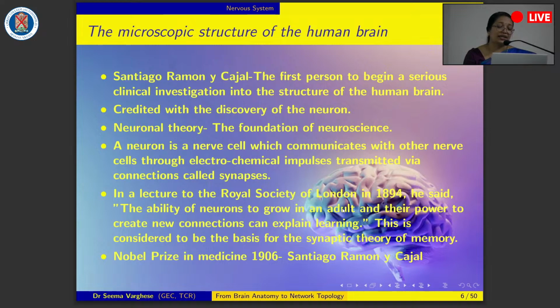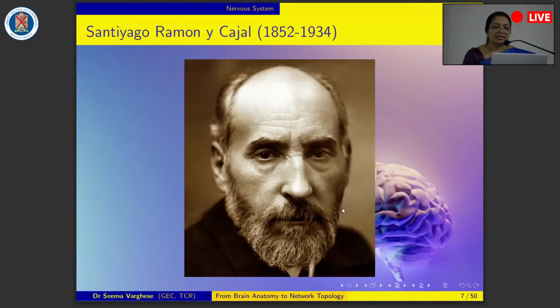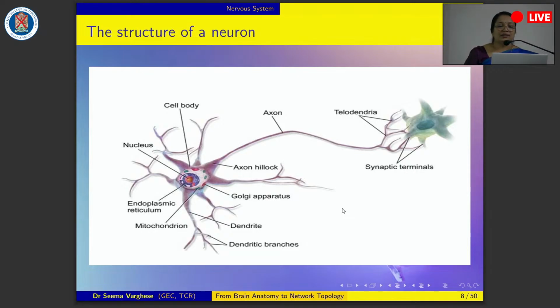neuroscience, and he was awarded the Nobel Prize in 1906, and this is the person, and this is the structure of a neuron. This neuron consists of first a cell body. Here there are some other things inside the cell, called organelles or cell organelles. So you have the nucleus, endoplasmic reticulum, mitochondria, all those things. Each of the organelles has its own duties, and it has a tail-like structure called the axon, and here you have the dendrites, and these dendrites are attached to the cell body of the next neuron.